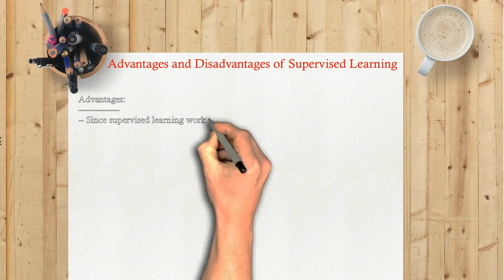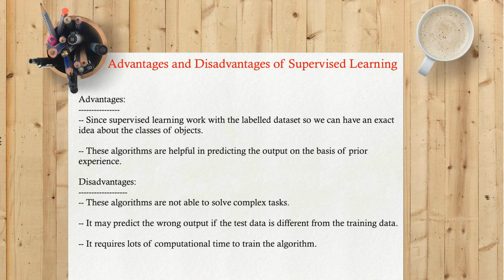Advantages and disadvantages of supervised learning. Advantages. Since supervised learning works with the labeled dataset, we can have an exact idea about the classes of objects. These algorithms are helpful in predicting the output on the basis of prior experience.